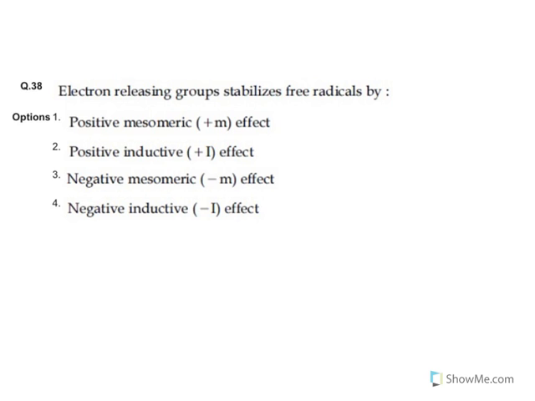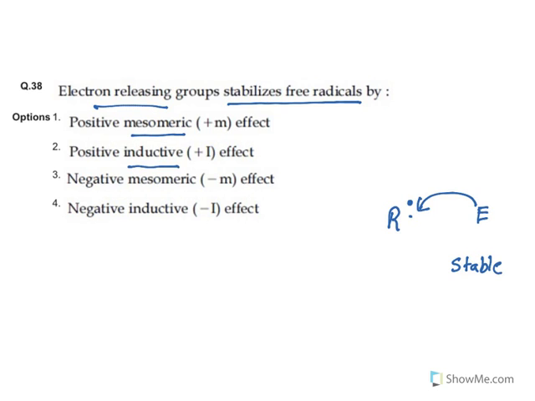Now, electron releasing group stabilizes free radicals by. Now understand this one. Free radicals are characterized by an unpaired electron. When electrons are paired, it gives stability. When electrons are unpaired, they are not stable. So if any group is releasing electrons, the radical gets one more electron and becomes stabilized. So an electron releasing group stabilizes free radicals. But what is the concept? The question is based on mesomeric and inductive effect.